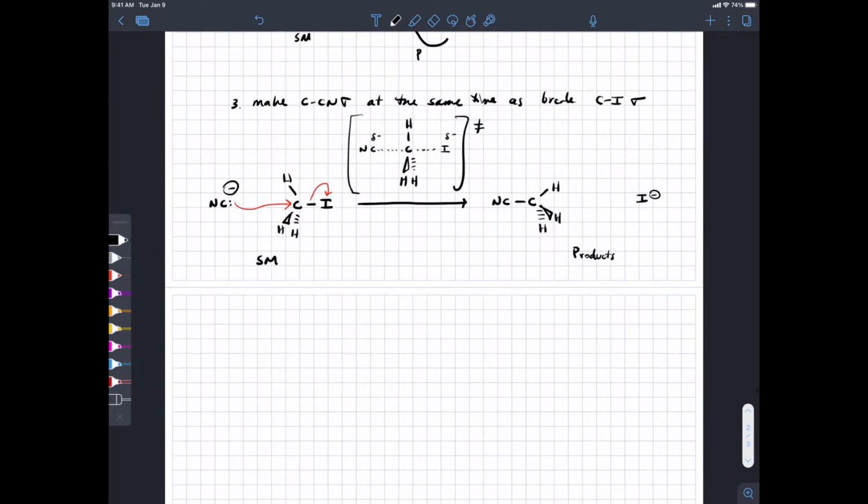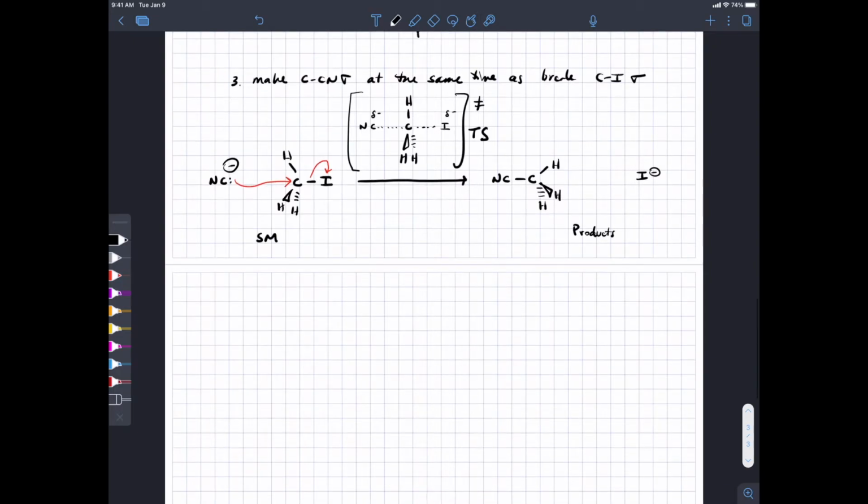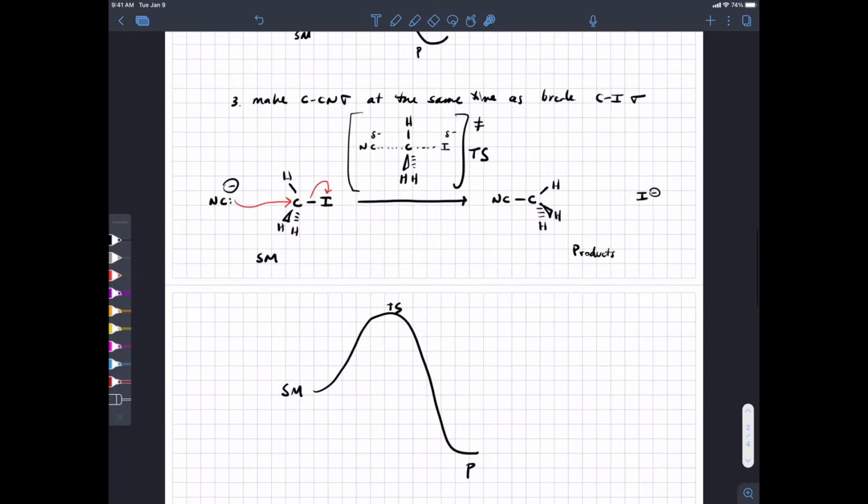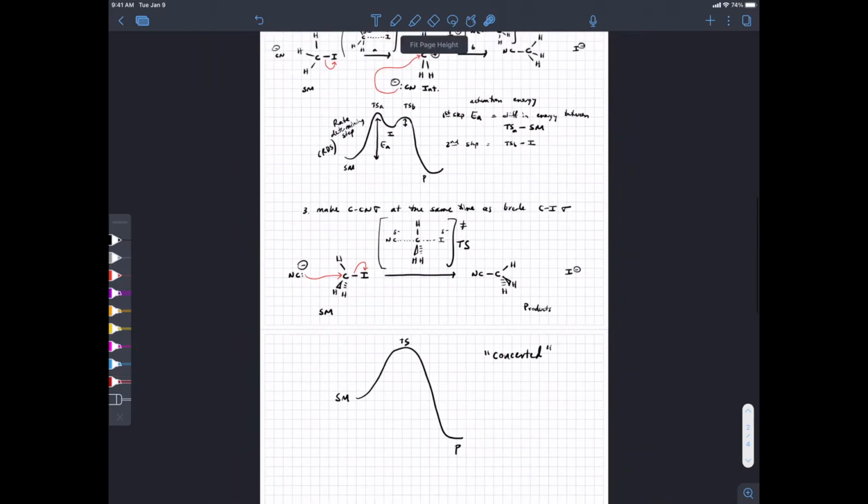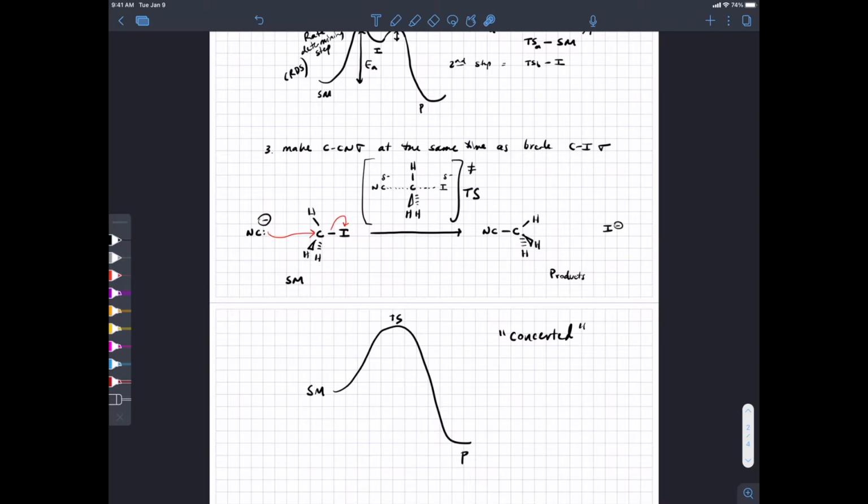We don't have an intermediate proposed here. This is not an intermediate, it's a transition state. We're saying it's an energy maximum. So our energy diagram would look something like this with this high energy transition state. We would call this reaction concerted because the bonds that you break and the bonds that you form are all happening in the same step. All right, questions you want to ask about option 3, hypothesis 3?